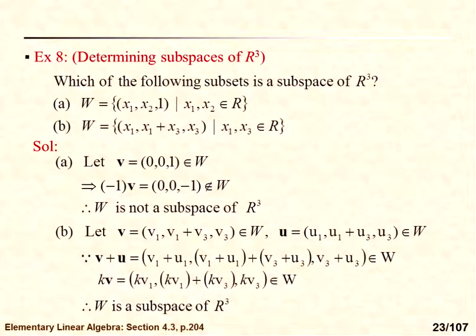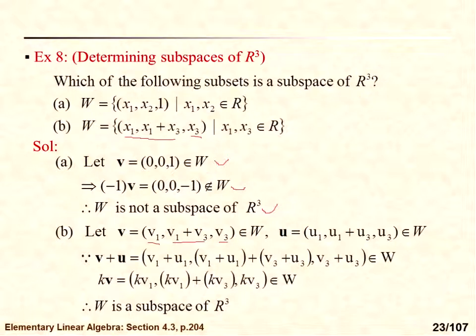Determining the subspace in R cube. For example, W is equal to x1 x2 and 1, where x1 x2 belong to R. So take some values: 0 0 1 belongs to W, and if we multiply it by -1, then it does not belong to W. So it is not a subspace. We directly say it is not a subspace because the multiplication property is not fulfilled.